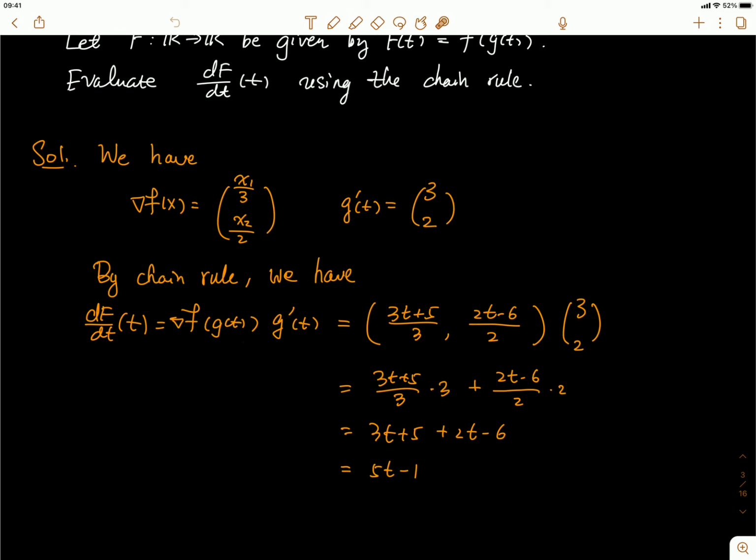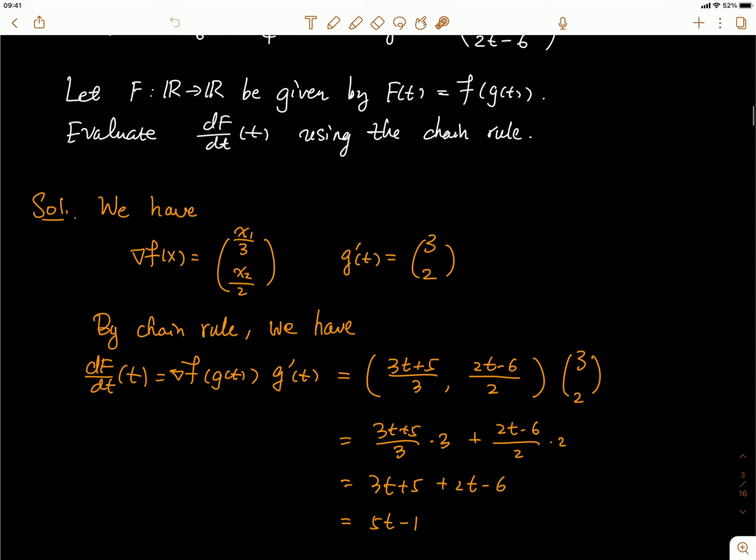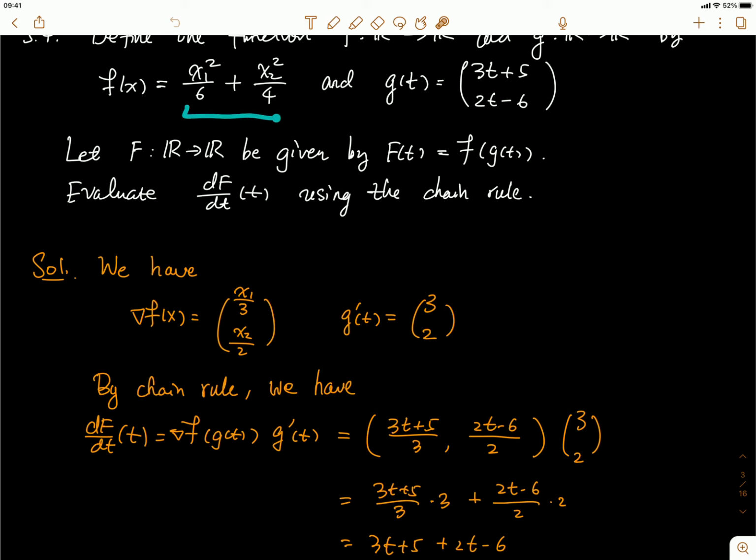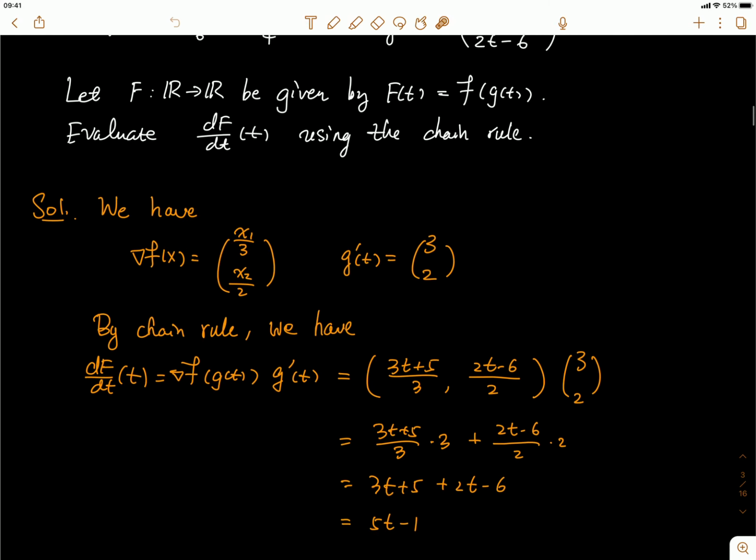For the first vector, we need to know the gradient of f. We just need to recall the formula here. The gradient of f is this. And the derivative of g with respect to t is just the derivative of each of these two components, and that is this. So now we can compute the chain rule.